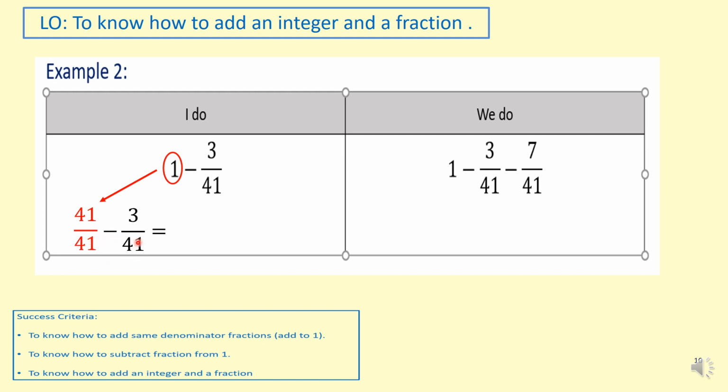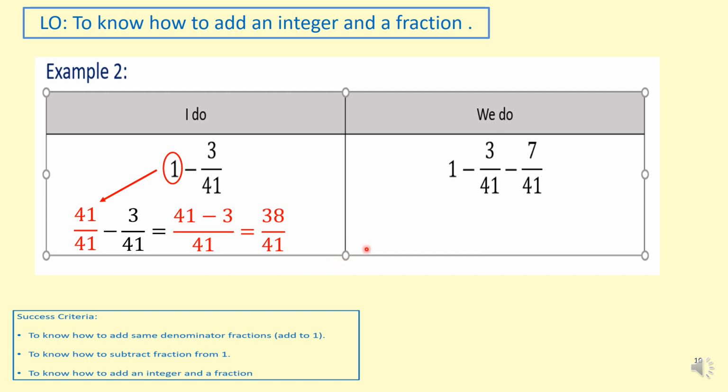Okay, so I just rewrote the question now, substituting 41 over 41 instead of 1, because it's still the same thing. Now I have the same denominator. I'm going to write one of the denominators and subtract the top. So I have 41 as a denominator, and at the top I have 41 take away 3, which is equal to 38. So it's going to be 38 over 41.